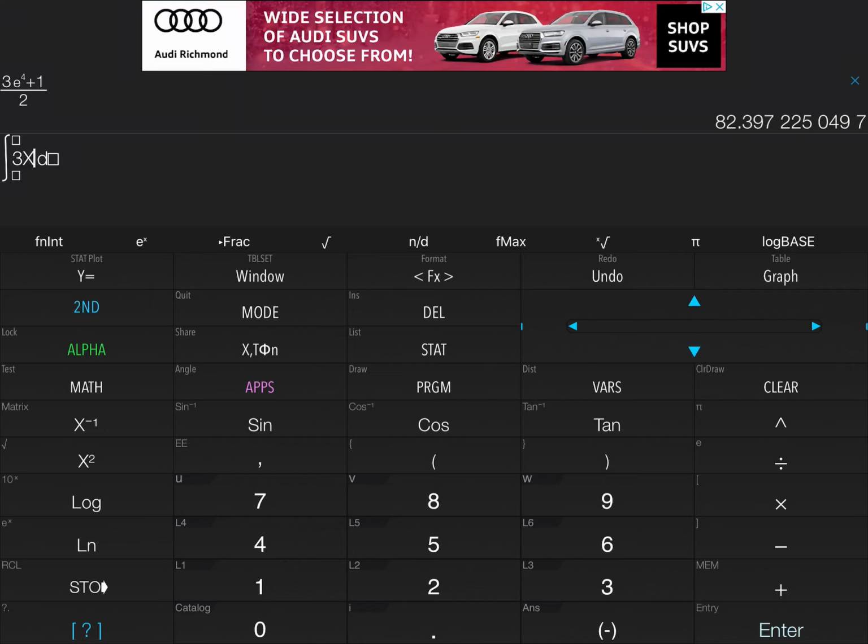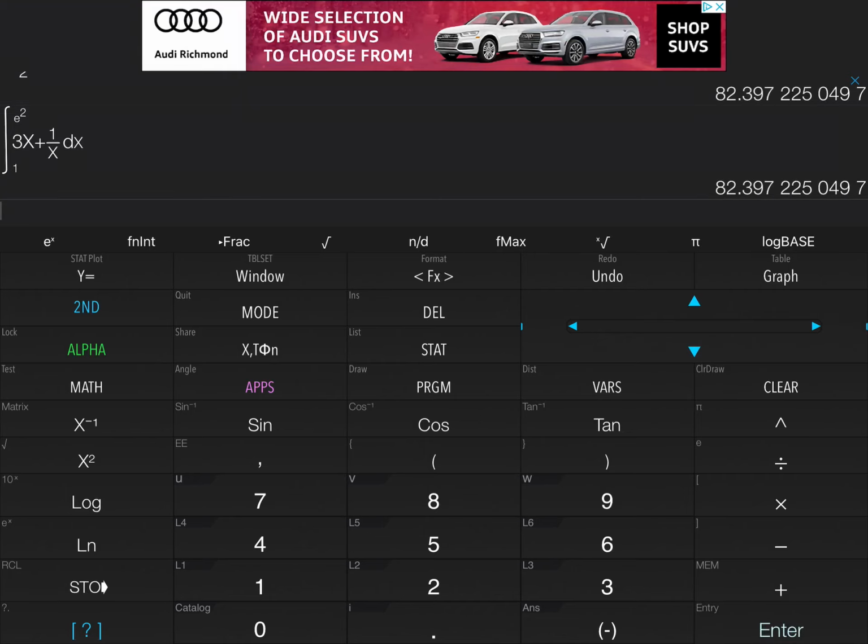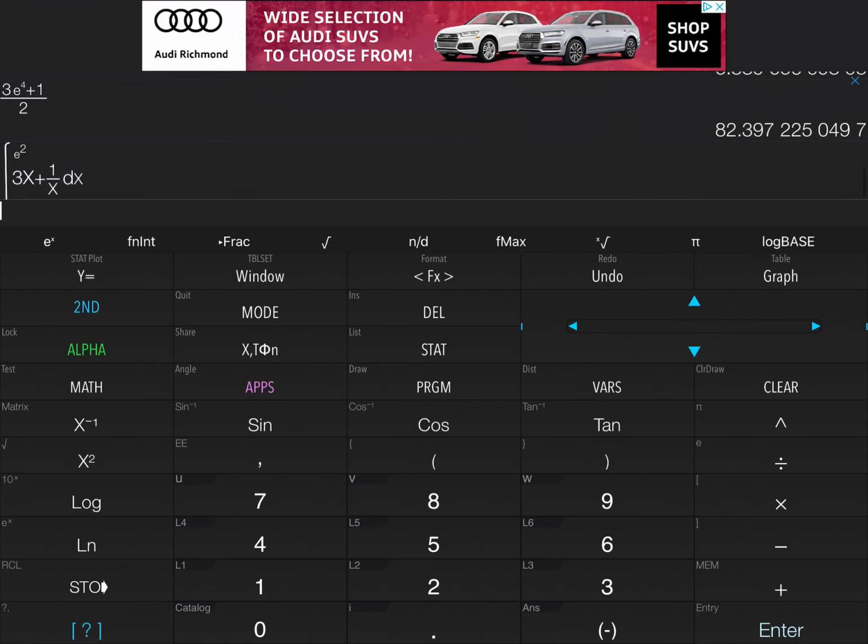Now, why not? I'm here. Let me go ahead and find the answer using my tool. 3x plus 1 over x, right? 1 over x, that was the function. And then it was the x over there. But then the bounds were from 1 to e squared. Now, I bet this will just give us the decimal answer, which better be exactly the same.